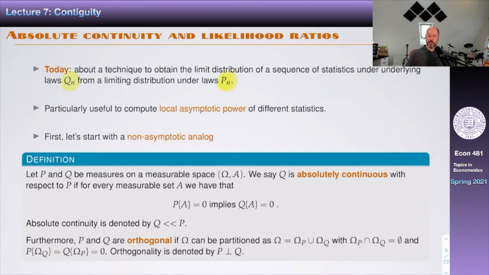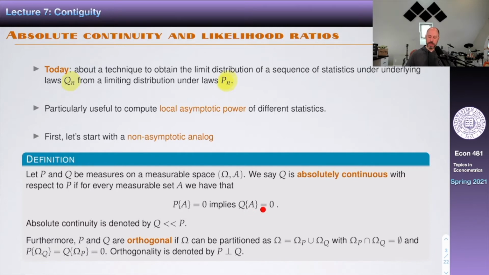So we're going to start with this problem that I'm describing here first in a non-asymptotic version, just finite samples. For that, we're going to use this definition. Let P and Q be measures on a measurable space (Omega, A). We say Q is absolutely continuous with respect to P if for every measurable set A, whenever P assigns probability zero to that set, that implies that Q also assigns probability zero to that set.